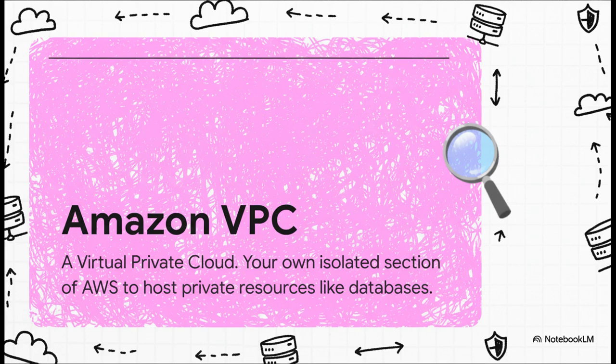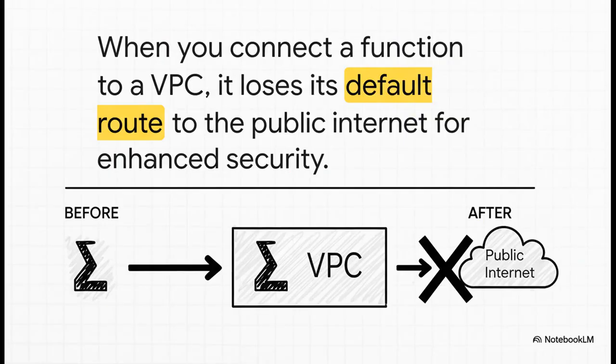The easiest way to think about it is like your own private walled-off section of the AWS cloud. It's the place where you can launch your resources, like a database, in a private network that you completely control. So here is the super important gotcha you need to remember. The moment you attach your function to a VPC so it can talk to your private resources, it loses its default connection to the public internet. This is a security feature, right? By default, it's totally locked down inside your private network.